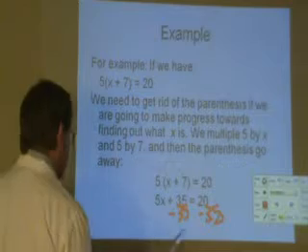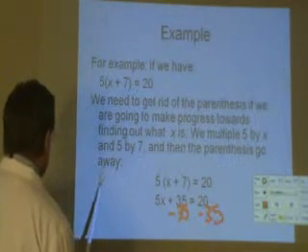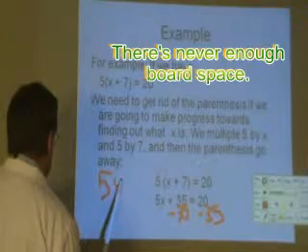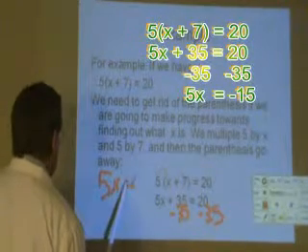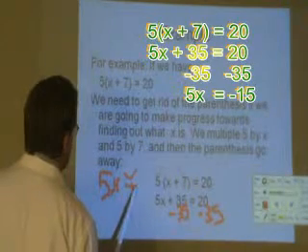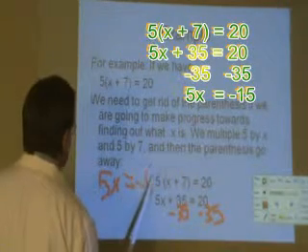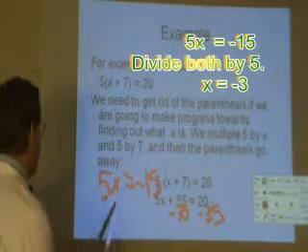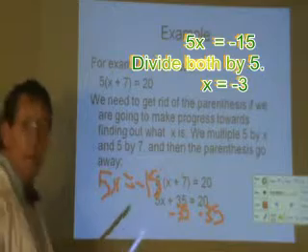Now that would give me, I'm going to move over here. 5x equal to negative 35 plus a 20, which is negative 15. So 5x equals negative 15.